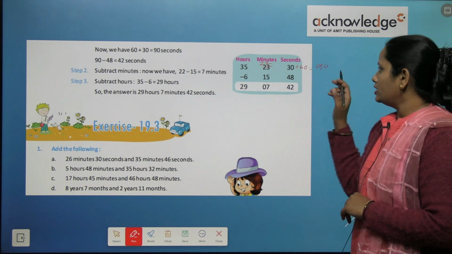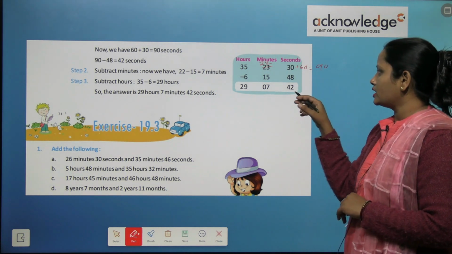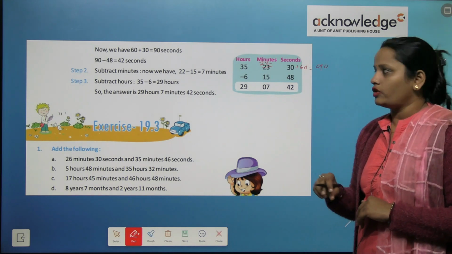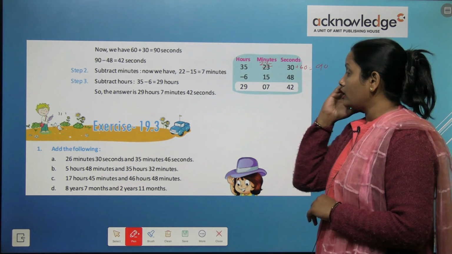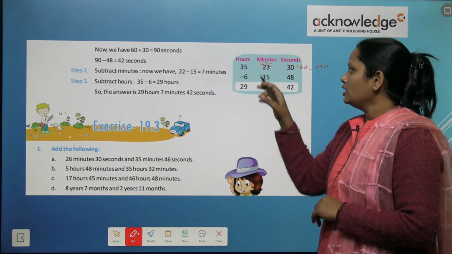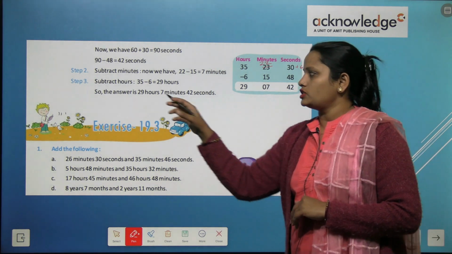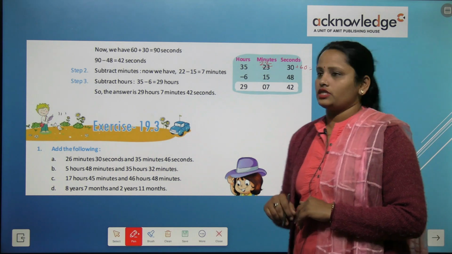So here 90 में से अब हम 48 को subtract करेंगे. So 90 minus 48 will be 42. Next 22 में से we will subtract 15, so we will get 7. Now 35 minus 6 will be 29. So here the total answer is 29 hours, 7 minutes and 42 seconds.